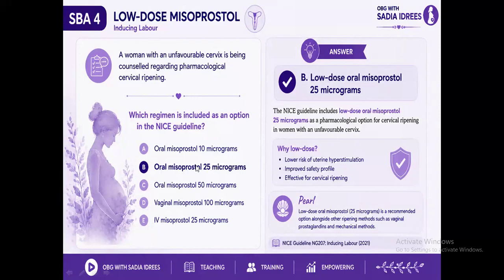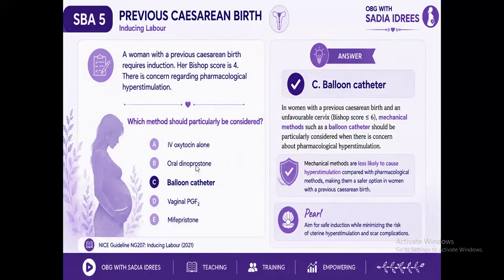Okay. So now this one needs more clinical thinking. A woman with a previous cesarean birth requires induction. Her Bishop score is 4. There's concern regarding pharmacological hyperstimulation. With which method should particularly be considered? Option A, IV oxytocin alone. Option B, oral dinoprostone. Option C, balloon catheter. Option D, vaginal prostaglandin F2 alpha. And option E, misoprostol. Pause. Correct answer is C, balloon catheter.